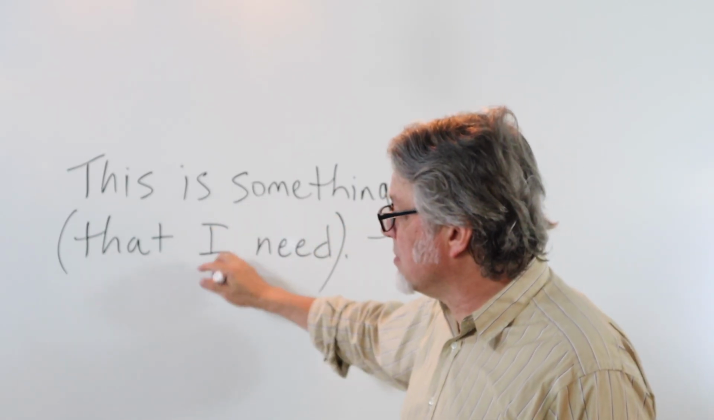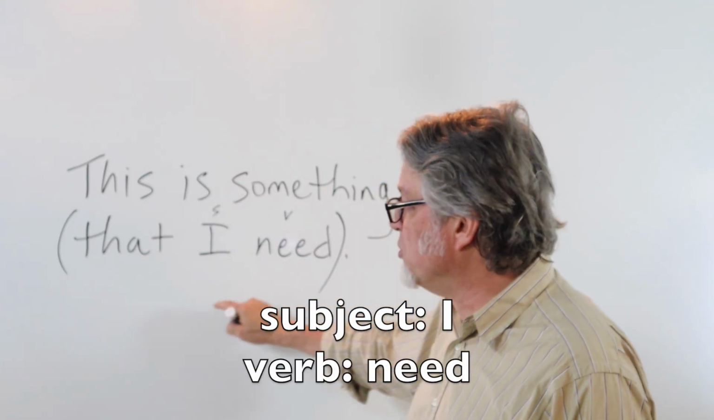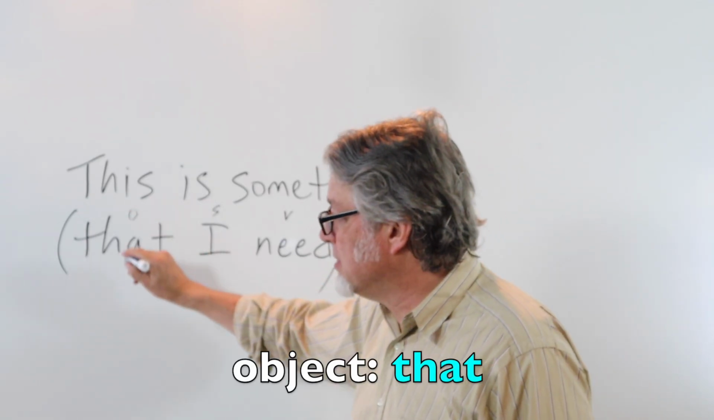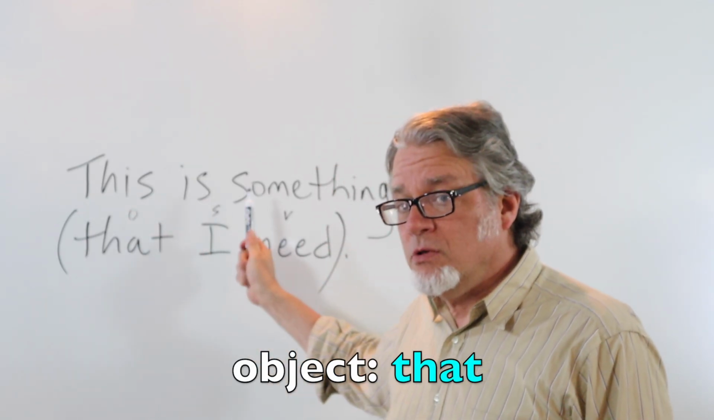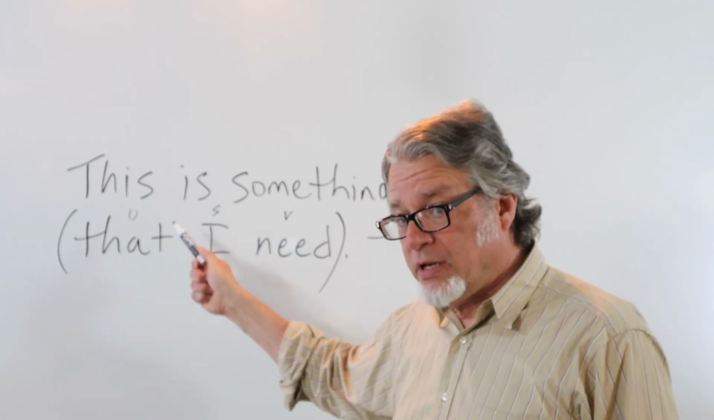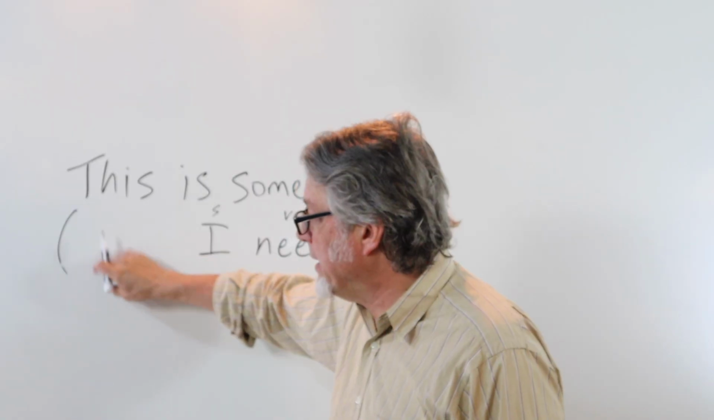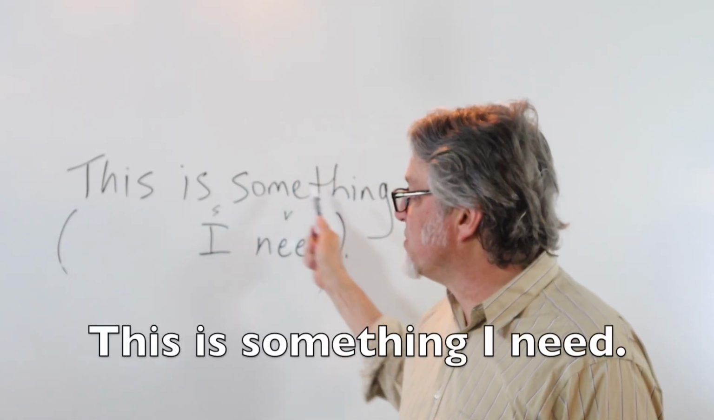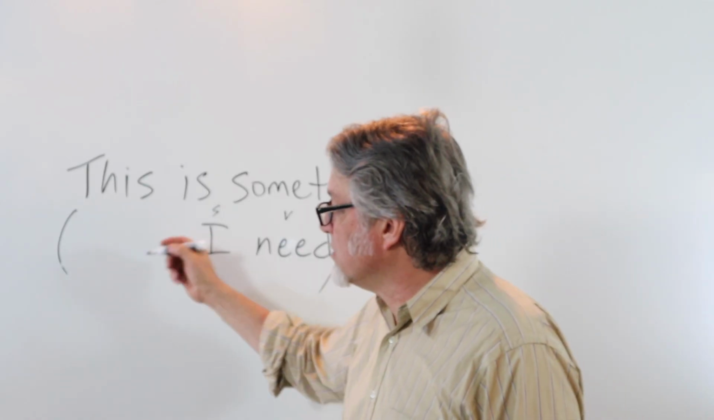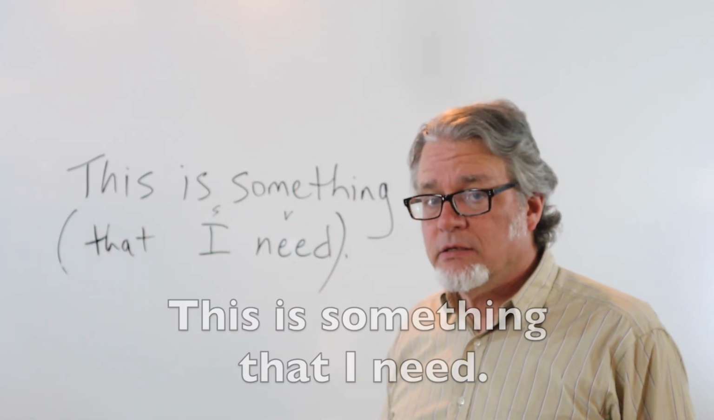In this clause, I is the subject and need is the verb. That functions as an object. So you can use that in this clause, but it is optional. If you take it out, it's okay. This is something I need. Or this is something that I need.